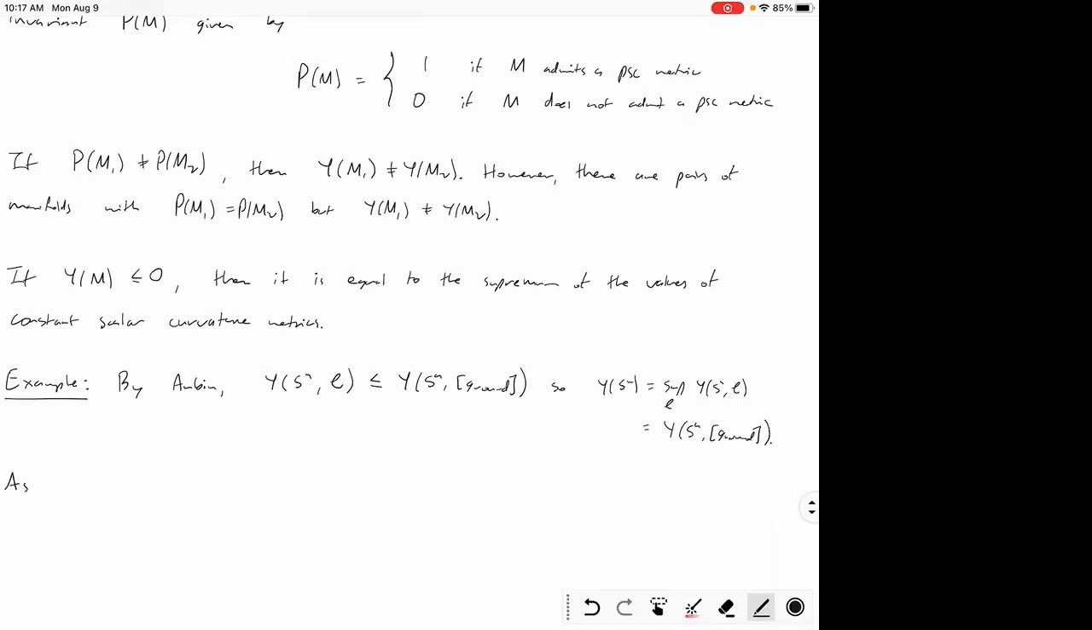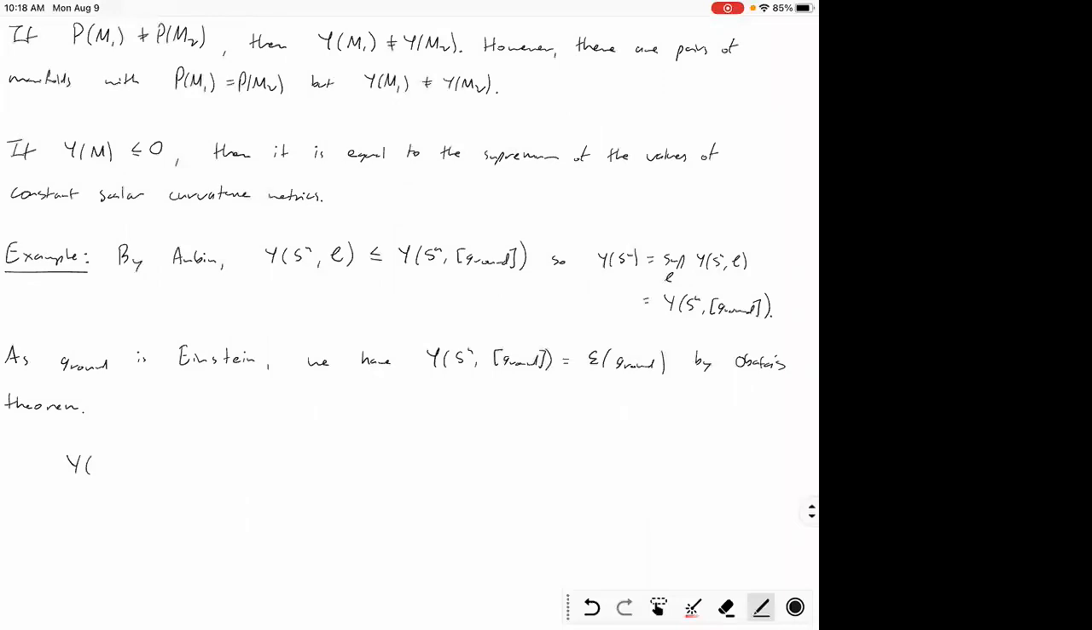Now, as the round metric is Einstein, in fact constant sectional curvature, so in particular Einstein, we can compute this constant as just the value of the functional of that metric. So this is by a theorem of Obata that I mentioned before. Okay. So this allows us to actually compute the value of the Yamabe invariant of a sphere.